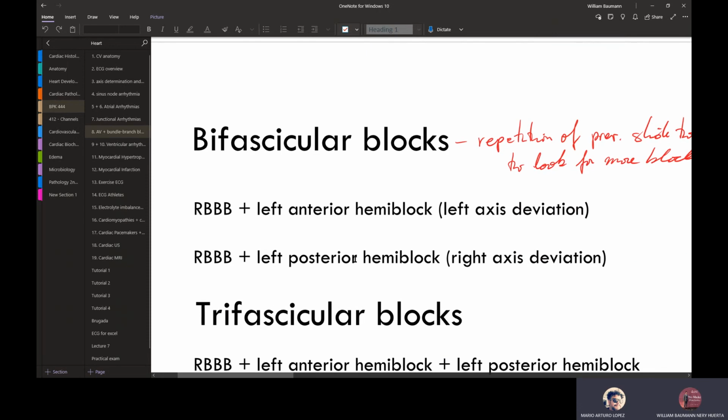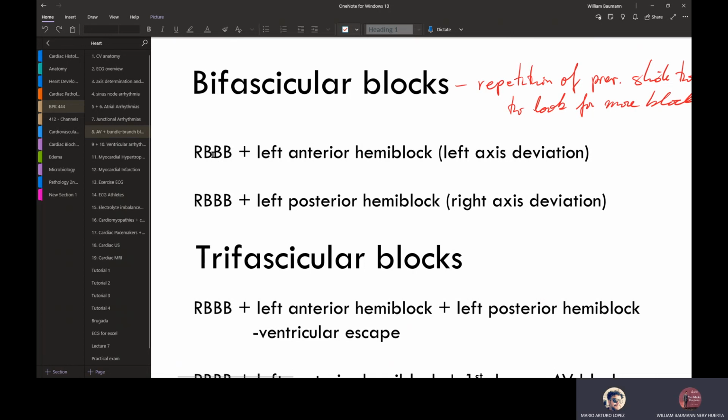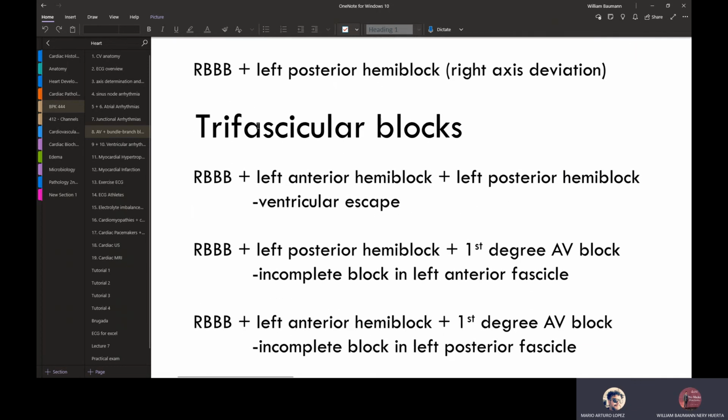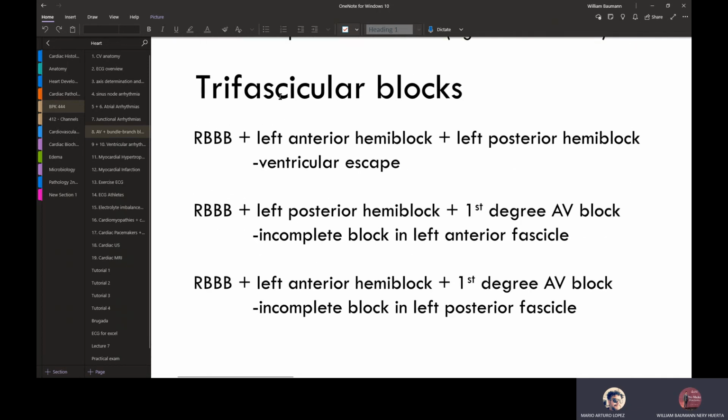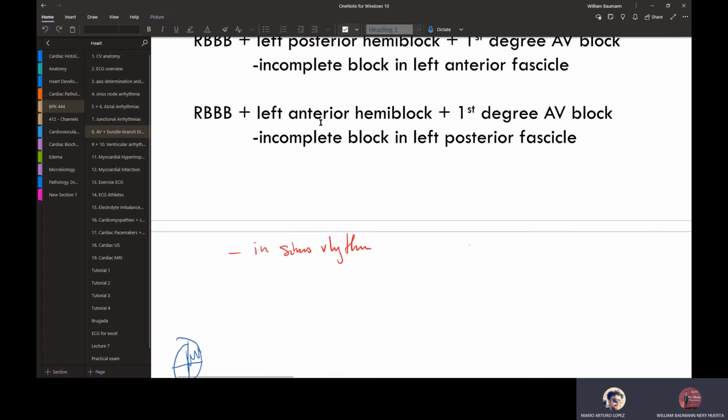All right, so bifascicular blocks, trifascicular blocks. It's just different combinations that you may get. You may get a right bundle branch block with the left anterior or a left posterior. You may get a trifascicular block, which is the left anterior, right bundle branch block with a left posterior hemi block. So all three. And you may get an atrioventricular escape as well. In this one, you get left posterior hemi block, first degree AV block, and the right bundle branch, or with the anterior hemi block.